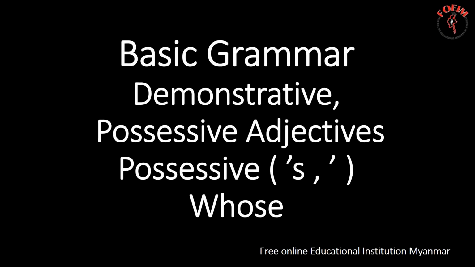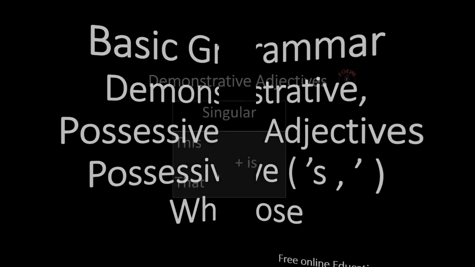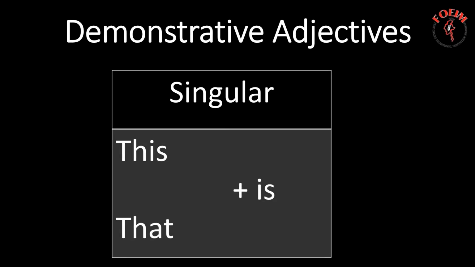Today our lesson is Demonstrative Adjectives, Possessive Adjectives, Possessive apostrophe s, and whose. At first, we are going to learn demonstrative adjectives. The words this, that, these, and those are demonstrative adjectives. They are used to tell which thing or person you mean. These words are called demonstrative adjectives or demonstrative determiners.